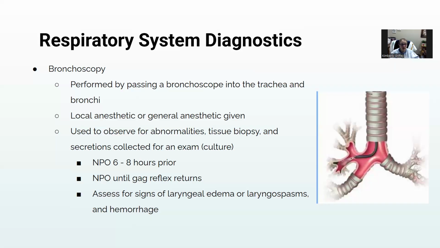I also want to assess for signs of laryngeal edema and laryngeal spasms and hemorrhage. So if they start to cough, you want to make sure that there's no blood. If they have a biopsy, they may have a little bit, but they should not have profuse amounts of blood. So you also want to make sure that they're not having any stridor, or any other respiratory deficits after this procedure.